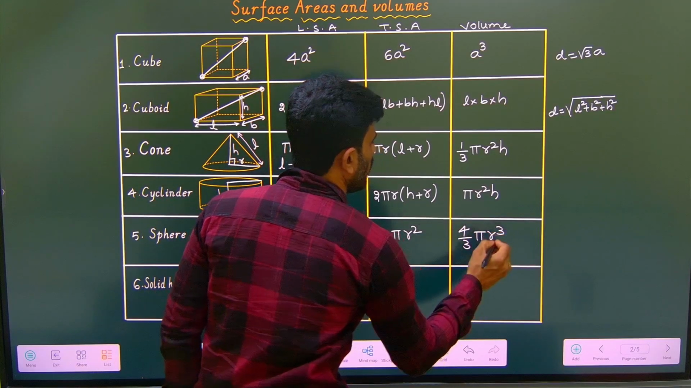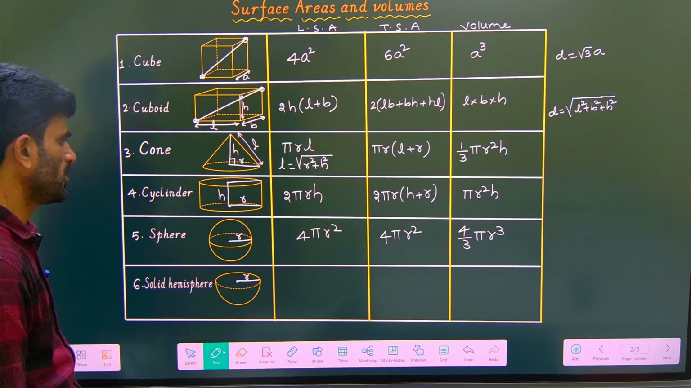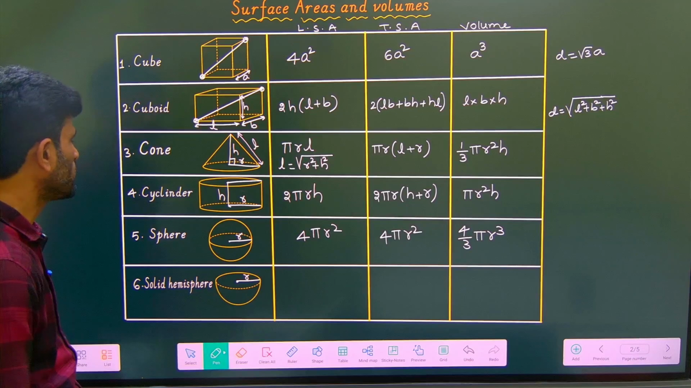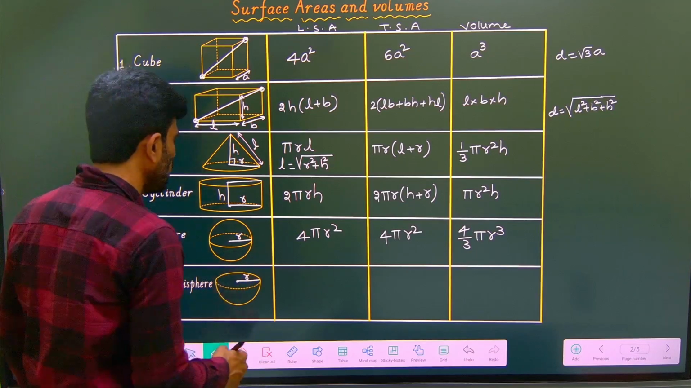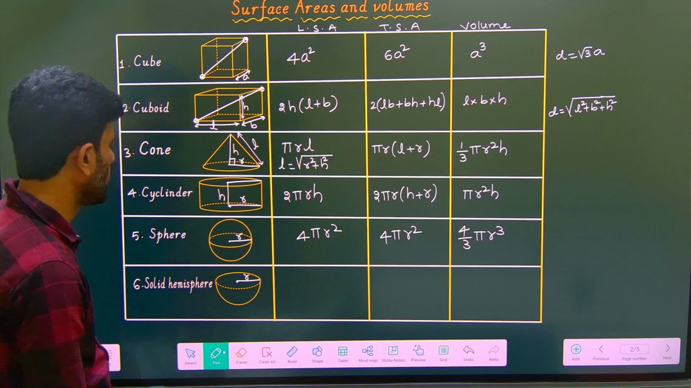This is the volume of sphere. Now coming to solid hemisphere. If it is a small solid hemisphere, we should take that top surface also. It is a circle. When you find out total surface area, top face area should be considered.